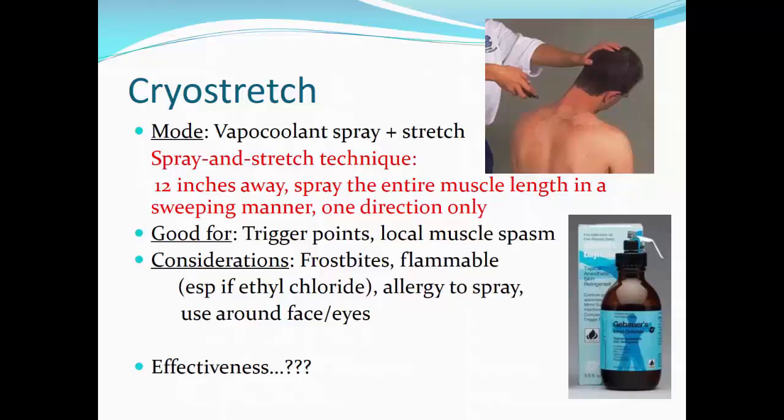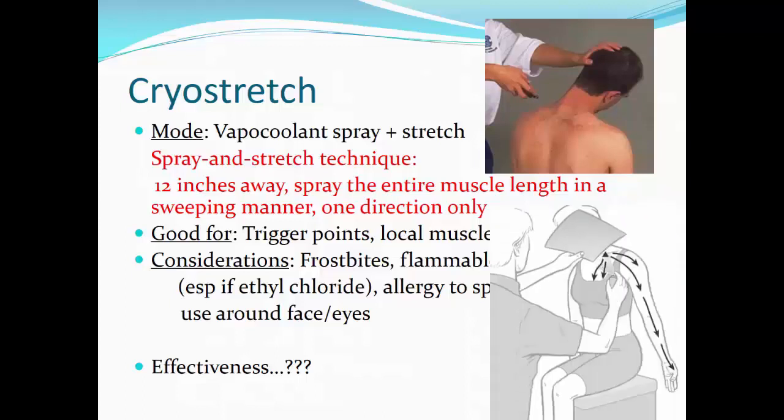Contraindications include open wounds, circulatory insufficiency, anesthetized skin, DVT, cardiovascular disease, allergies, sensitivity to cold, body types, also fat distribution, possible allergy to the vapocoolant, and possible acute inflammation. The vapocoolant spray may also be flammable, which we'll talk about in a minute. Precautions include the flammability of the vapocoolant, possibility of frostbite, and possible allergic reaction to the chemical.